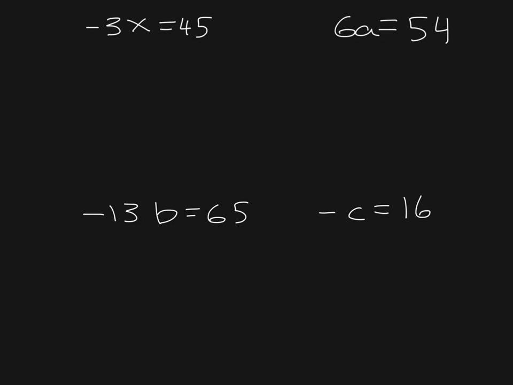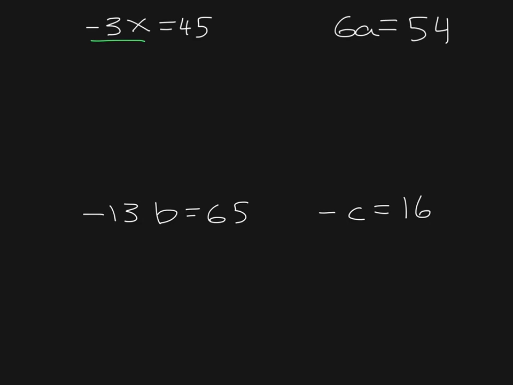In our first example here, we have -3 times x equals 45. This is an equation, but it's kind of different than the ones we've been solving. There's no addition or subtraction happening here. The only operation that's happening is multiplication, -3 times x. So we're going to have to use the inverse operation of multiplication, which is division. Just like we undid addition with subtraction, or subtraction with addition, we can undo multiplication with division, because multiplication and division are inverse operations.